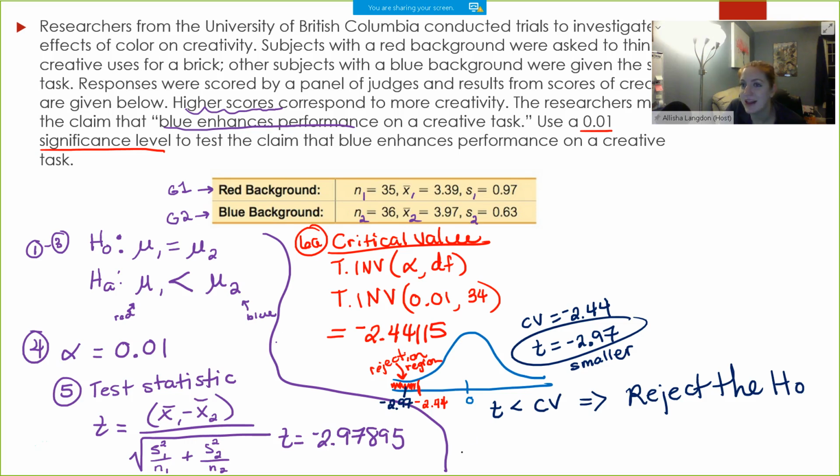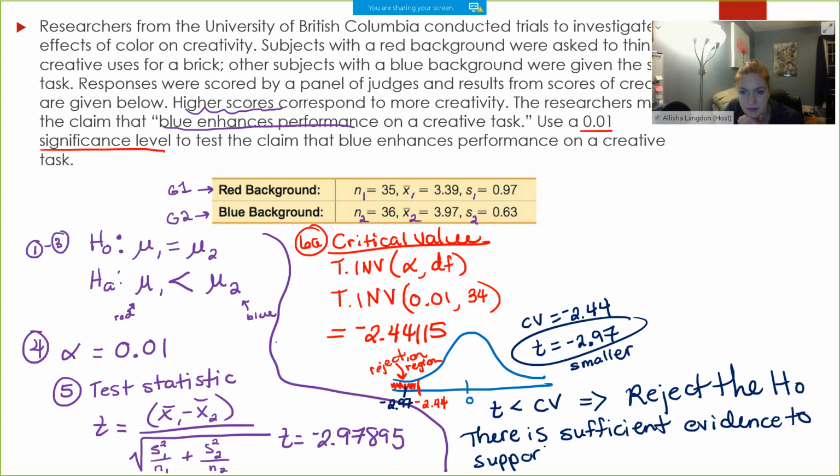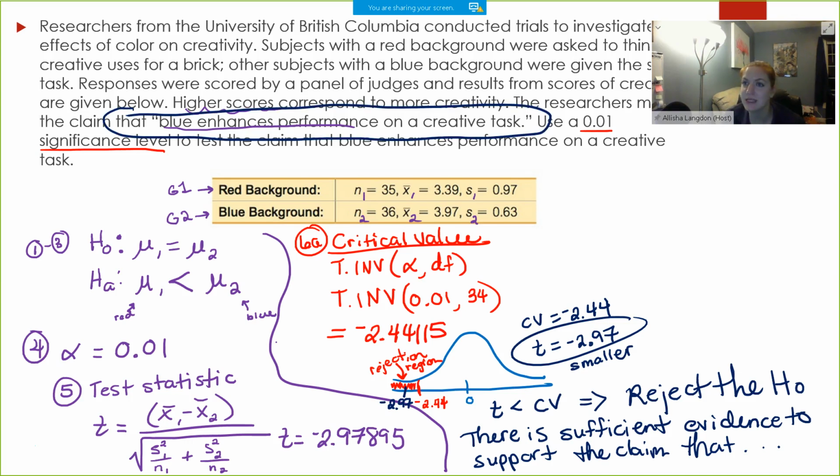Anyway, when we reject the null hypothesis, we conclude that there is sufficient evidence to support the claim that blue enhances performance on a creative task.